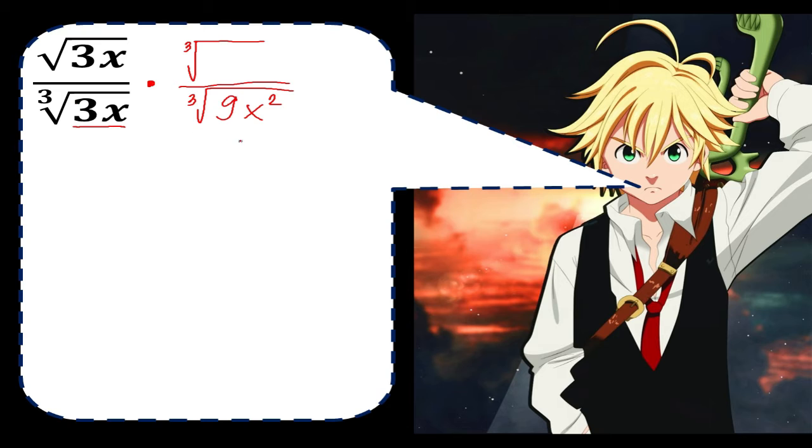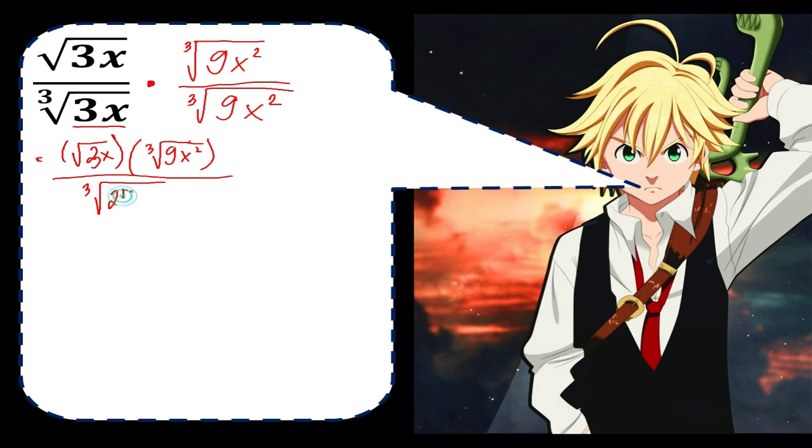We multiply 3x by itself. 3x times 3x is 9x squared, and if we are going to multiply it again by 3x, that will become a perfect cube. Then 9x squared. Remember that the numerator is equal to the product of the square root of 3x and cube root of 9x squared. The denominator is equal to the cube root of 27x cubed.